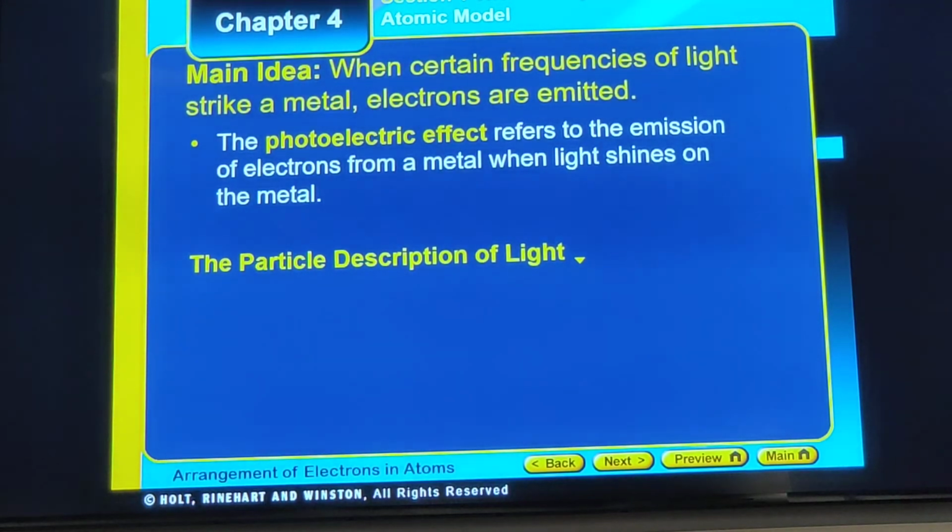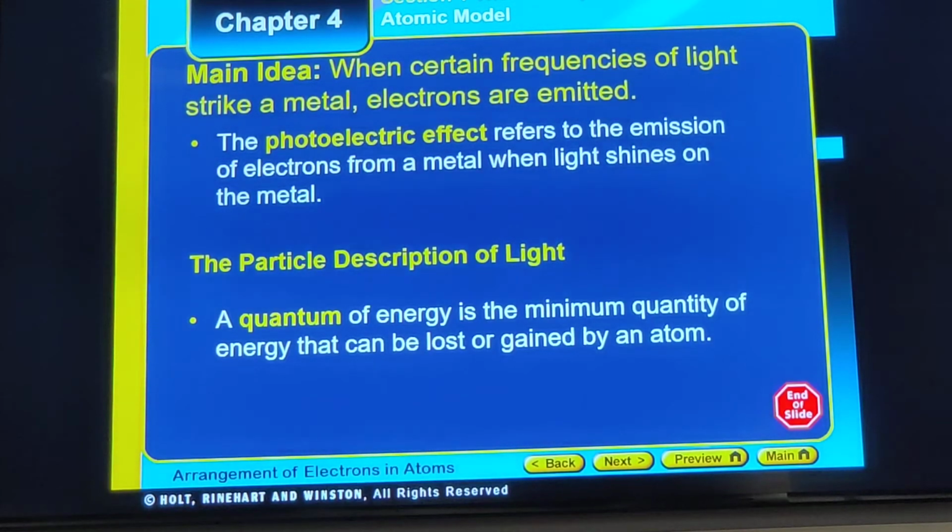So we think that light's particles? So, yeah, light exists as particles. So the light didn't give it enough energy when they turned up the brightness?